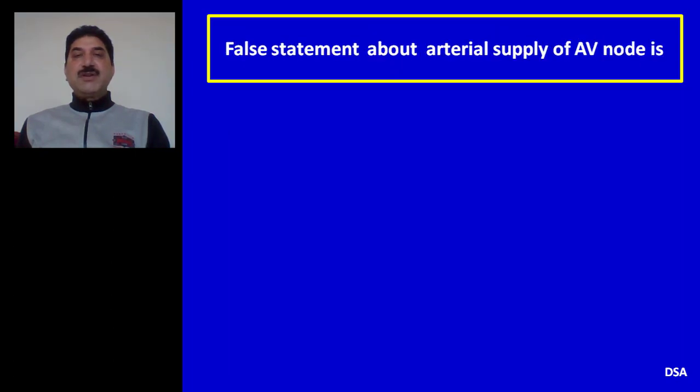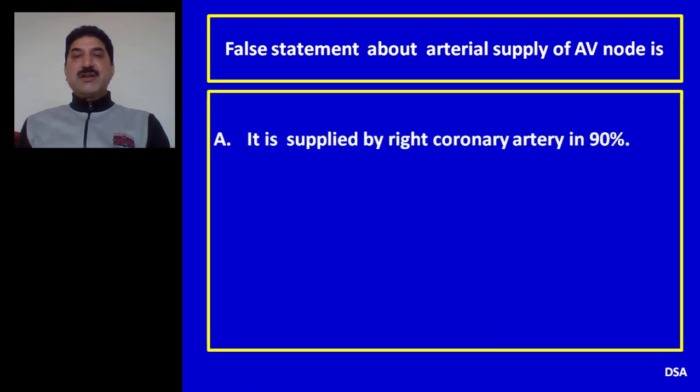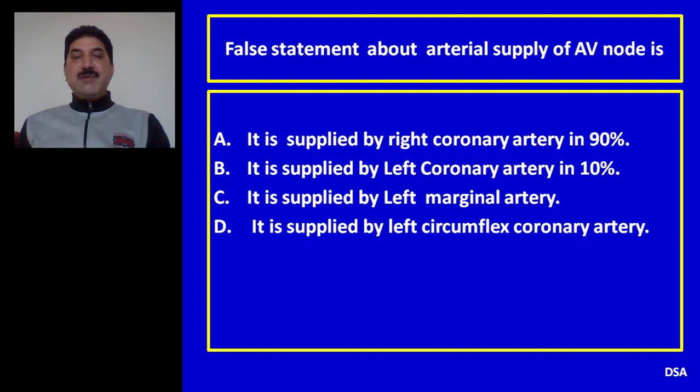False statement about arterial supply of AV node is: A. It is supplied by the right coronary artery in 90% of the cases. B. It is supplied by the left coronary artery in 10%. C. It is supplied by the left marginal artery. D. It is supplied by left circumflex coronary artery. C is the wrong option.